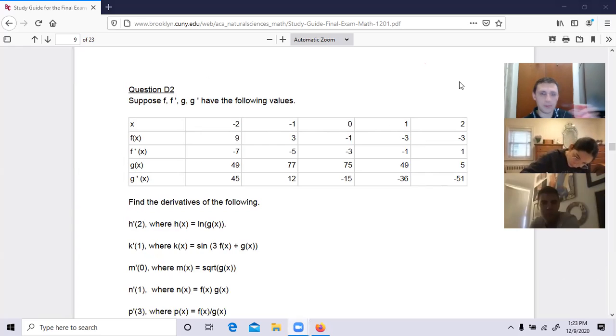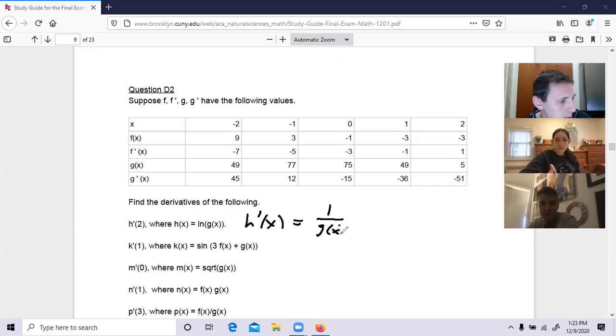Okay, so 2 people say 1/5. Let's see what it is. So first of all, how do I approach it? H of x, it's a sort of implicit differentiation here. So I see that h prime of x should be the derivative of logarithm, which is 1/g of x times g prime x. Do you agree?